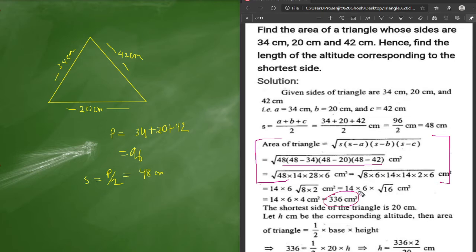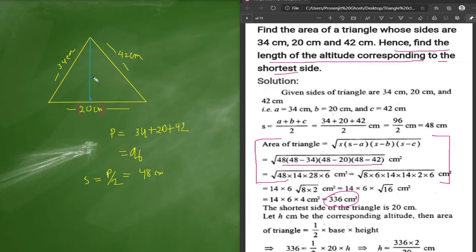That is 336 centimeter square in this case. So that's it. Now, one more thing is there. Hence, find the length of the altitude corresponding to the shortest side. As you already noticed over here, 20 centimeter is the shortest side, and according to that I have to find the altitude. So that means I need to draw one line coming from the vertex point and ending on this base perpendicularly.